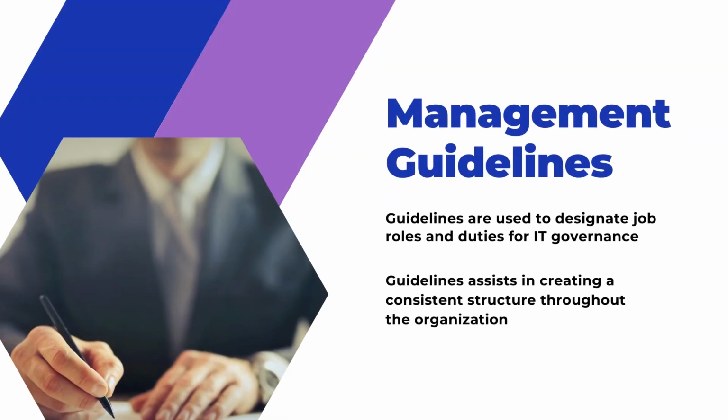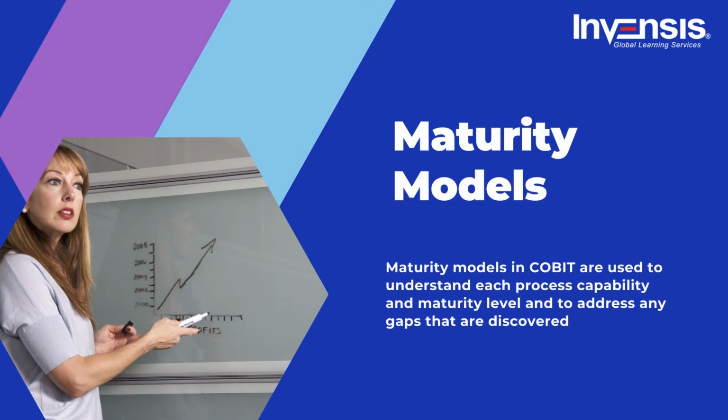Management guidelines. These guidelines are used to designate job roles and duties for IT governance. This assists in creating a consistent structure throughout the organization, allowing departments to collaborate and agree on their business objectives and monitor overall success. The rules also demonstrate COBIT's interaction with all other processes in the company. Maturity models in COBIT are used to better understand each process's capability and maturity level and address any discovered gaps.